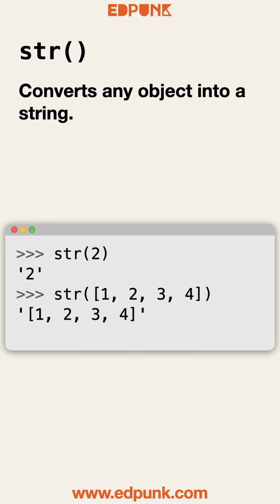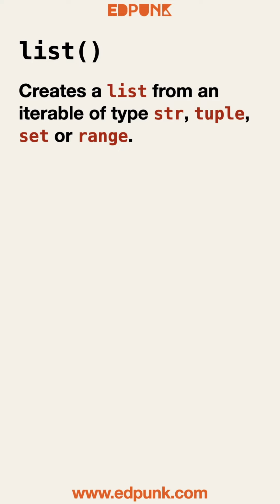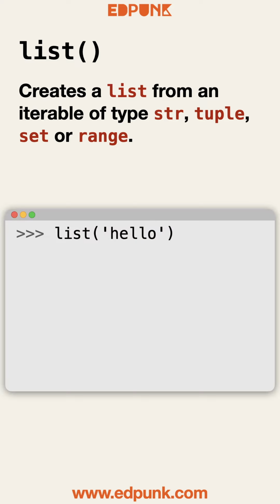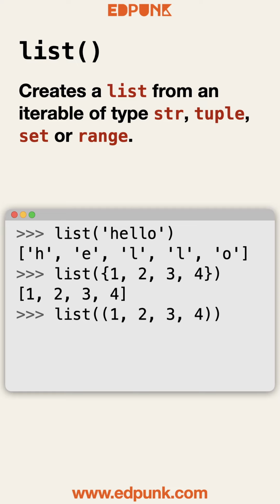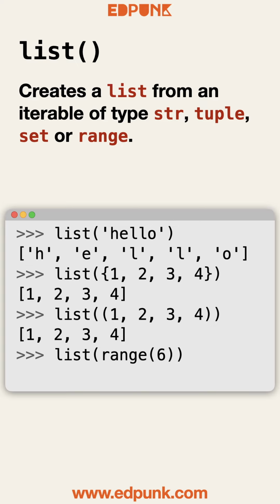Let us now go through some sequence typecasting functions like list and tuple. The list function can be used to create a list from any iterable like string, tuple, set, or range. For example, the string hello is converted into a list comprising each individual character of the string. Similarly, a tuple or a set containing the items 1, 2, 3, 4 is also converted into a list containing the same items. A range object can also be converted into a list of integer sequence as per the given range, which in this case is 0 to 6, excluding the upper bound.